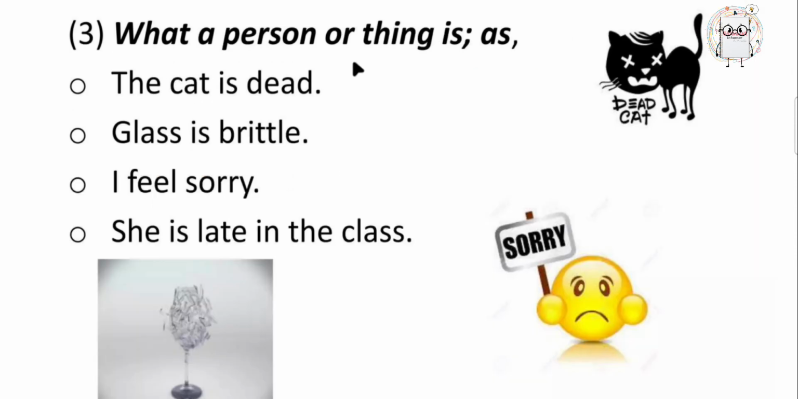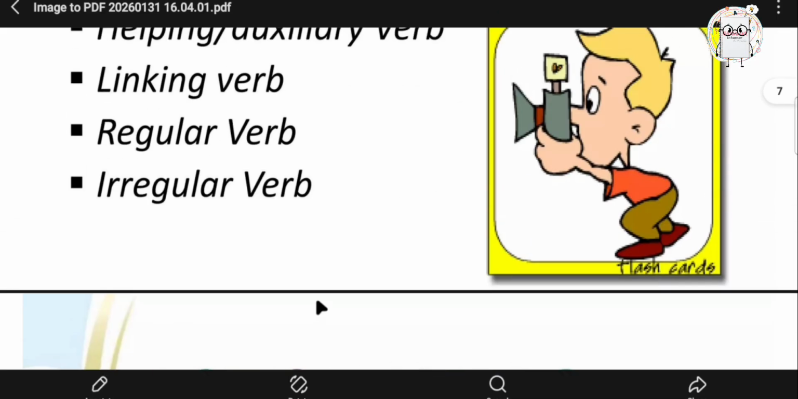What a person or thing is. The cat is dead. Is is a verb here. Glass is brittle. Is is a verb here. I feel sorry. Feel is a verb here. She is late in the class. Is is a verb here. And these ones are the linking verbs.